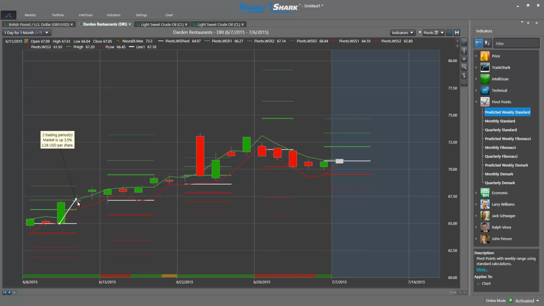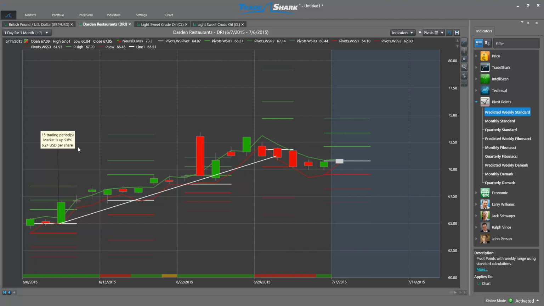But notice how the market consistently closes above the weekly pivot point until this trading day here, which actually has a matching 48-hour forecast from TradeShark's neural index. This would allow traders to add to their position, similar to the last example with the British pound, allowing traders to capture a 9.6% move higher in the stock over the course of 15 trading days, or about $6.25 per share.